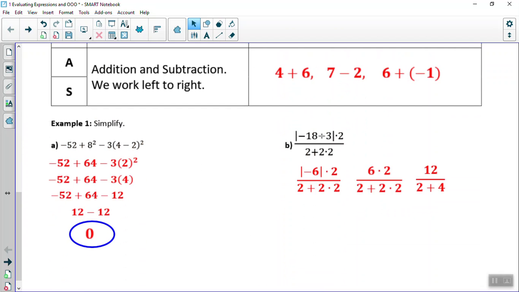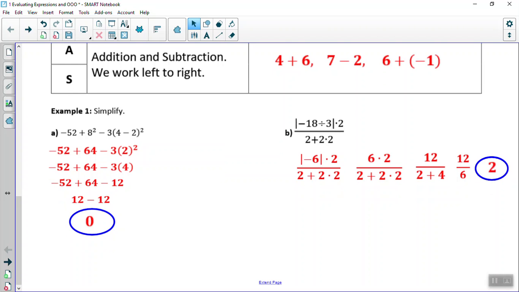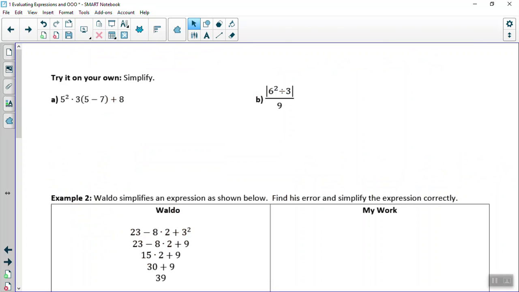All right, my next step then is I can take care of this addition, the 2 plus 4. So now I get 12 over 6, and then finally I can divide. 12 divided by 6 gives me 2. I'm done. I can circle my answer. All right, let's go to the next page. All right, I want you to take these two problems and I want you to try them on your own. Go ahead and pause the video now.